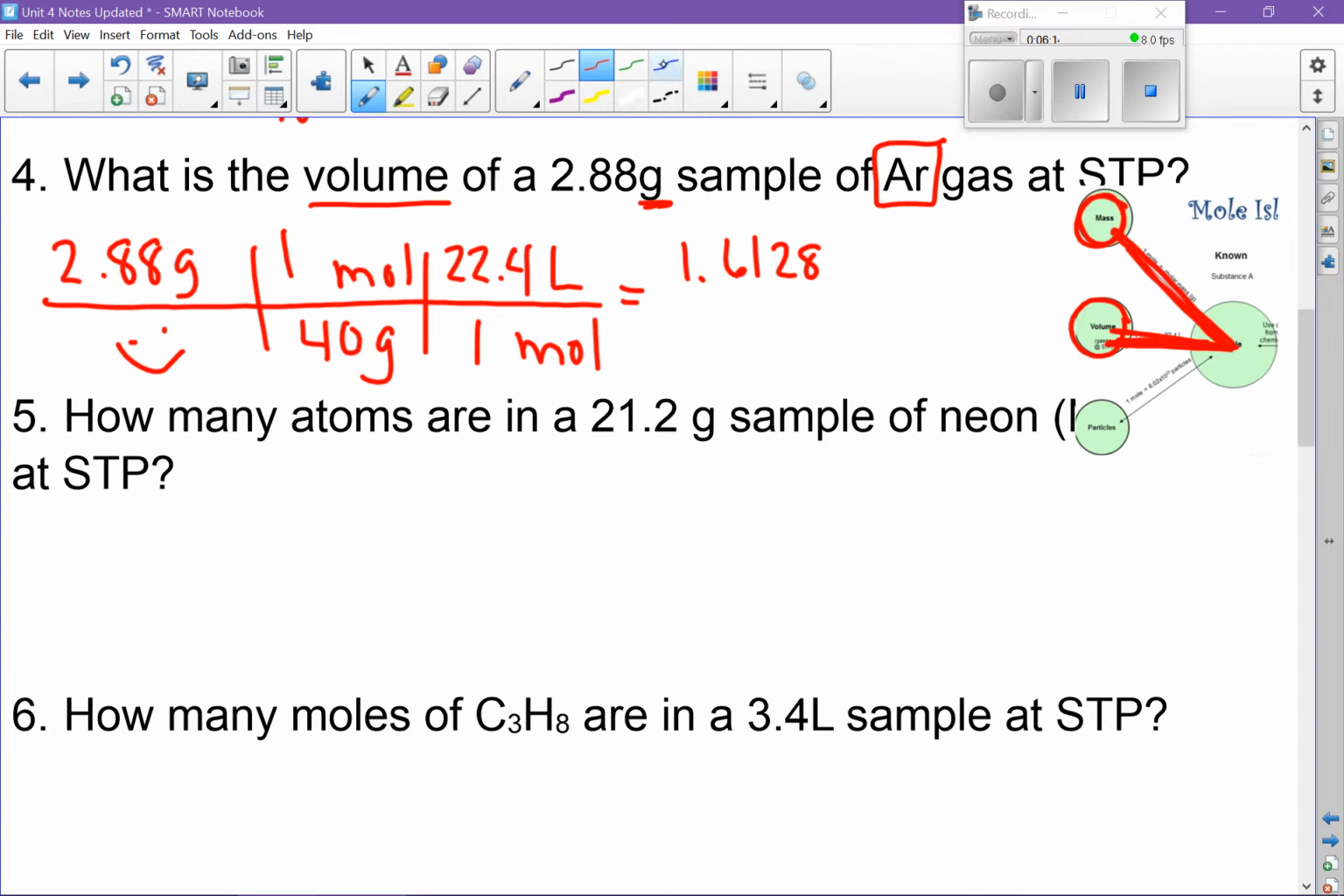1.6128. Check out your sig figs. We started with 3 over here. The third sig fig is at this 1, and it's going to stay a 1 because of the 2 afterwards. Lastly, we were looking for volume, and the unit for volume is liters. That's what goes on our answer.